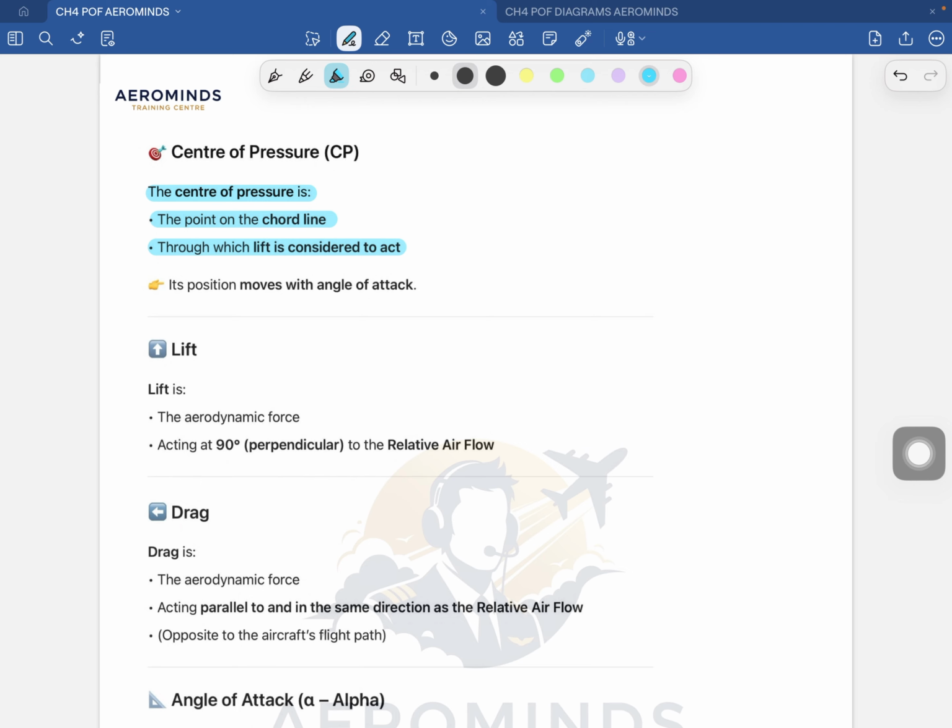Okay, and it is flexible, which means it can move, it is not fixed. Its position moves along the chord line and with the change in the angle of attack. Got it? So now we'll move to lift.